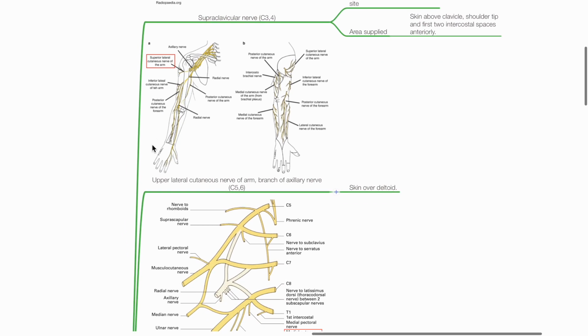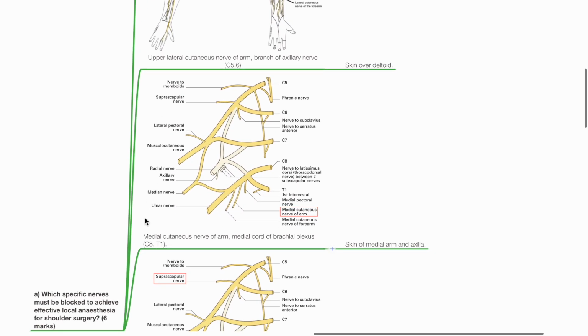Next is the upper lateral cutaneous nerve of the arm, which is a branch of the axillary nerve from C5-C6. This supplies the skin over the deltoid. The medial cutaneous nerve of the arm, which is a branch of the medial cord of the brachial plexus from C8-T1, supplies the skin of the medial arm and axilla.